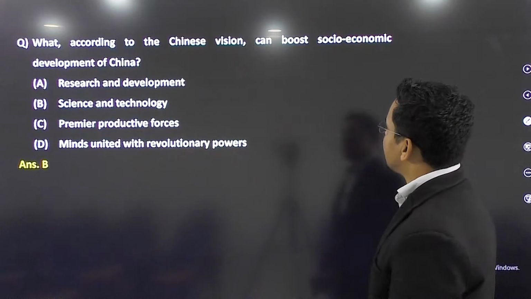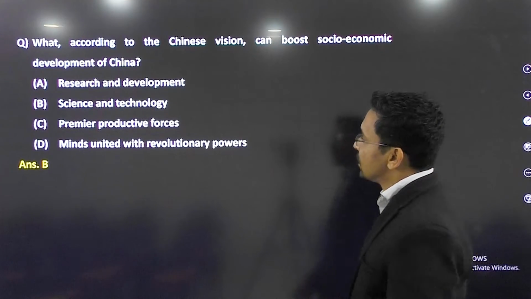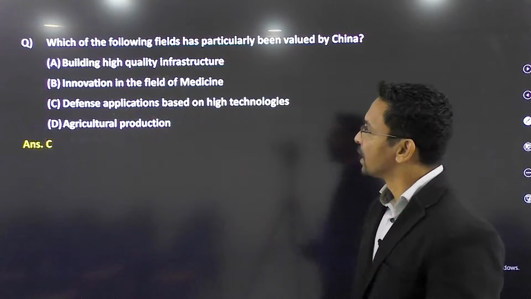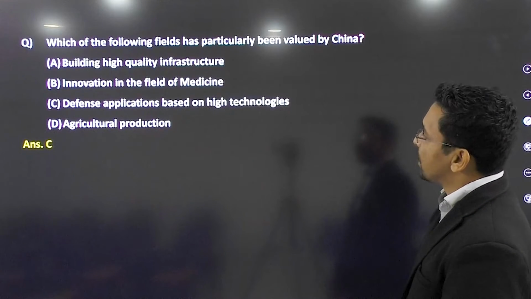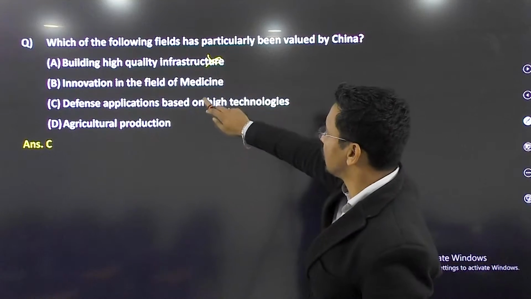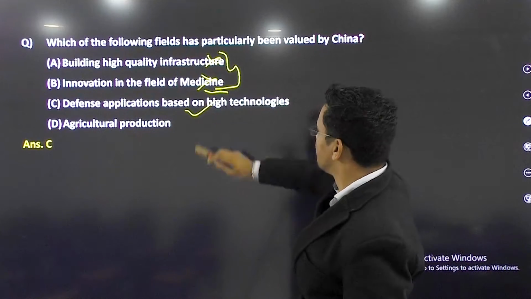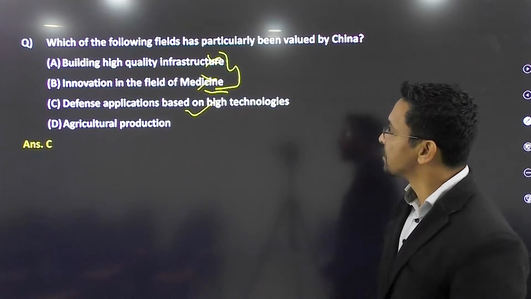What, according to the Chinese vision, can boost socio-economic development of China? Research and development? No. पूरे पैराग्राफ में साइंस एंड टेक्नोलॉजी की ही बात हुई है. Which of the following fields has particularly been valued by China? Building high quality infrastructure? No, not at all. Innovation? These two have not been discussed. This was discussed. Defense applications based on high technologies.